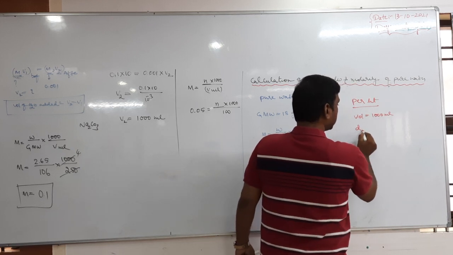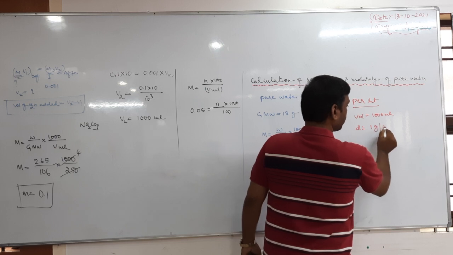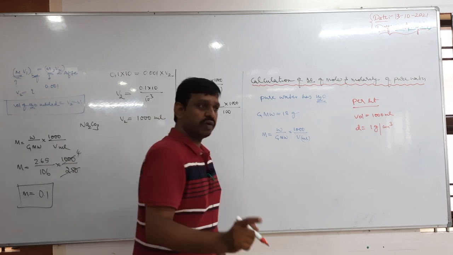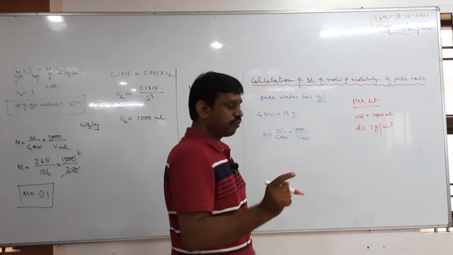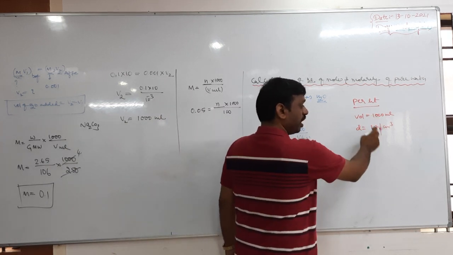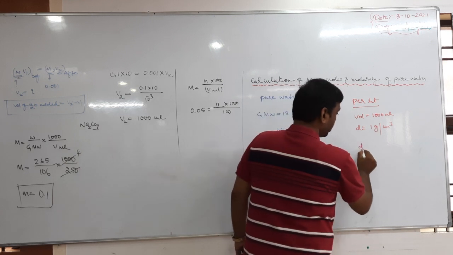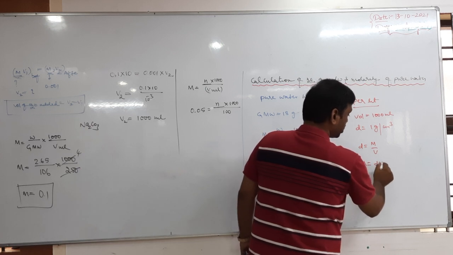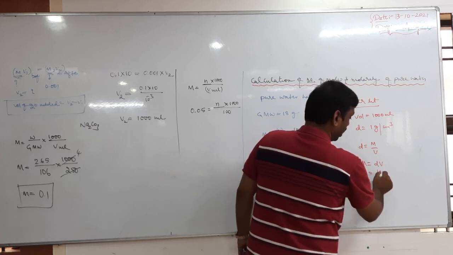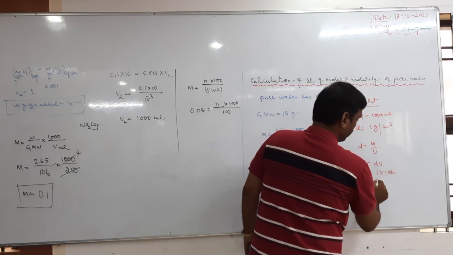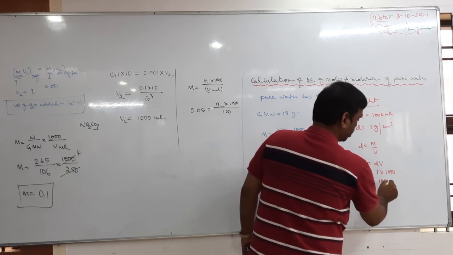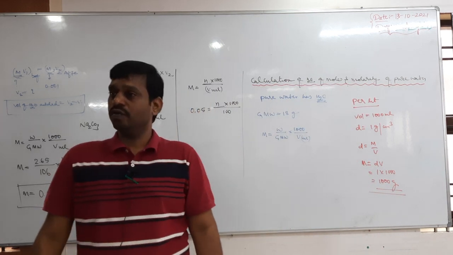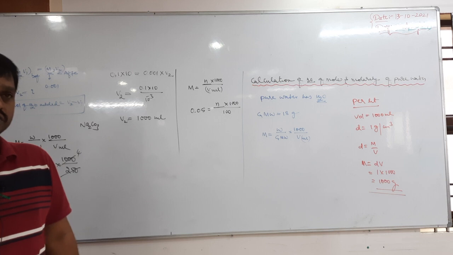But we also know that density is equal to what? Water, 1 gram per cubic centimeter. So the density of water is 1 gram per cubic centimeter at 25 degrees Celsius. Now tell me, volume is given and density we know. Density is equal to mass by volume, but actually mass is equal to density into volume. Density is 1 and volume is 1000 ml, which means it is 1000 grams.